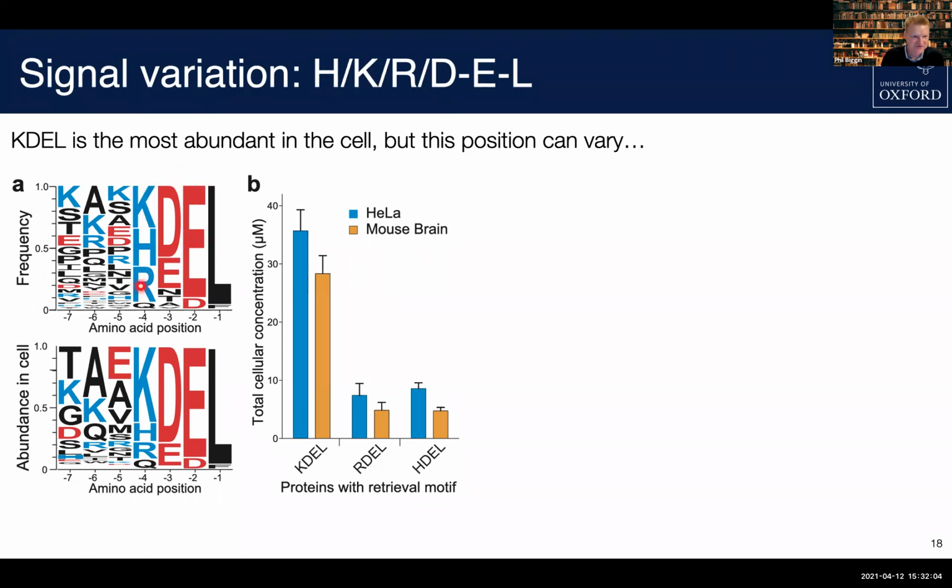And then at this -4 position, it can be a lysine, or a histidine, or an arginine, and very occasionally a glutamine as well. K and H and R have approximately equal frequency, it looks like. But the abundance, meaning the total concentration of proteins in the cell, is predominantly lysine. You can see that more clearly in this plot in part B of this figure, where we're looking at HeLa cells and some mouse brain cells. And you can again see that KDEL is by far the most predominant in terms of its abundance in an actual cell.